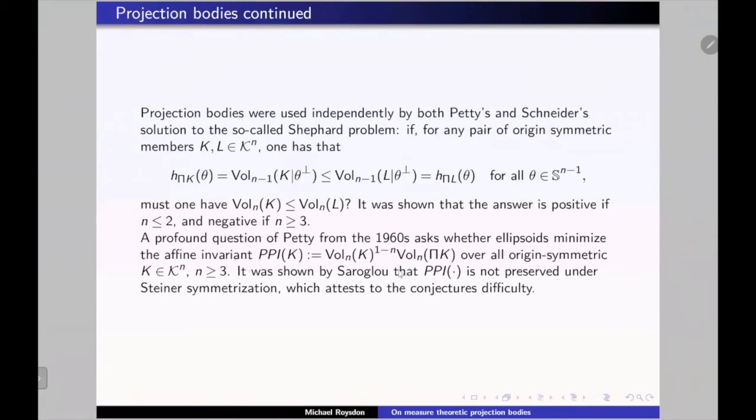One way to understand this is the fact that if one tries to do Steiner symmetrization, the standard symmetrization that we consider in convex geometry, this is not preserved. In fact, it moves in different ways. This was shown by Christoph Saroglou. And so the standard technique that one uses to prove these sort of affine isoperimetric inequalities, Steiner symmetrization, doesn't work here. So one needs to try to tackle this problem in a different way.